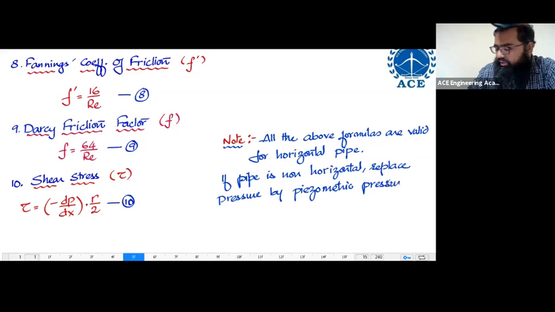Replace pressure by piezometric pressure. Wherever you see pressure in that particular formula, replace the pressure term by piezometric pressure. You can take a snapshot of this particular slide. Then we will start with questions.